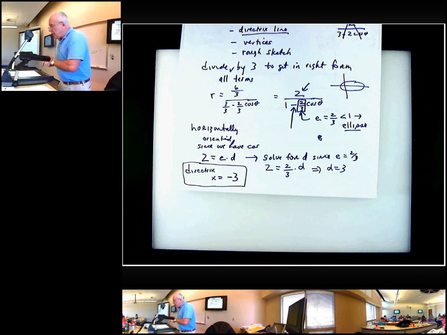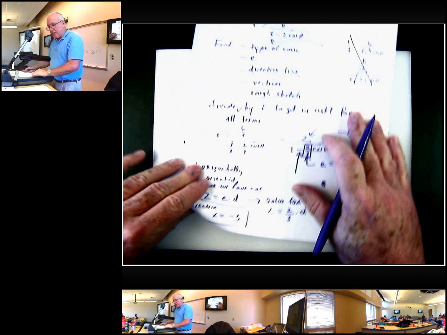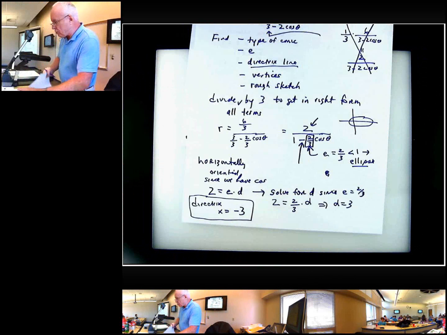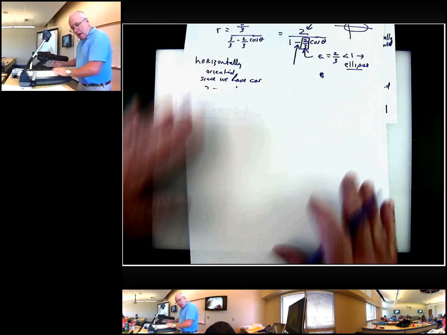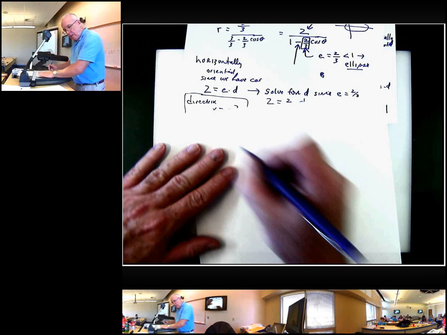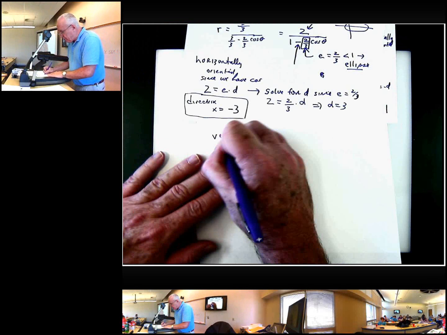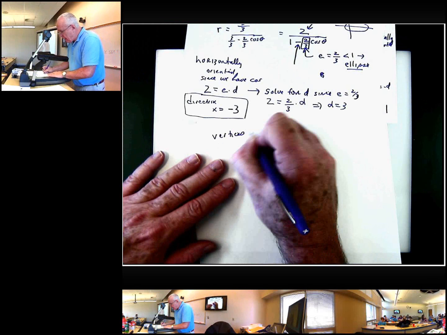All right. Then the vertices. So let's go to another piece of paper here. We figured out the directrix line. Now we have to figure out the vertices and a rough sketch.